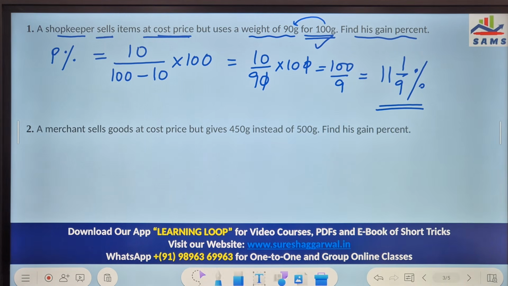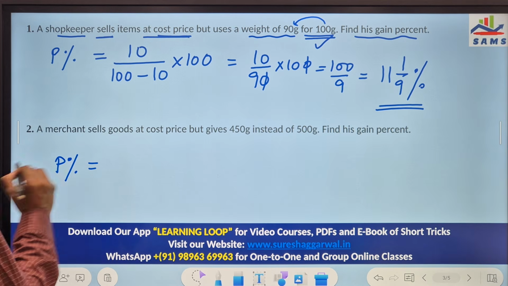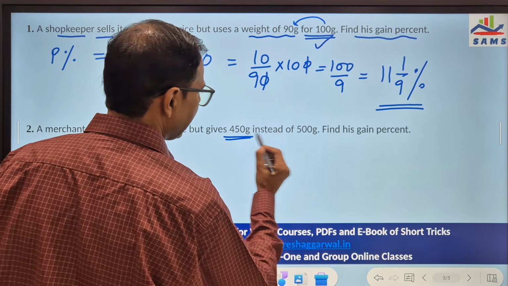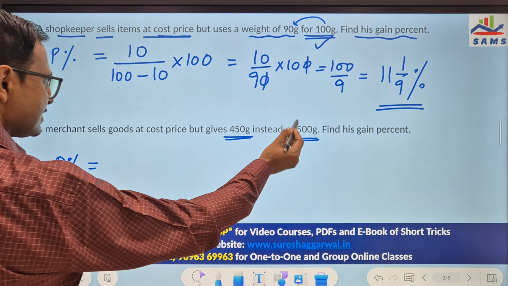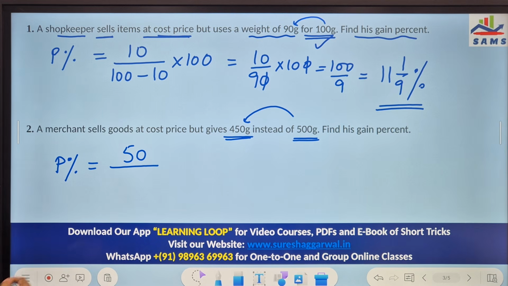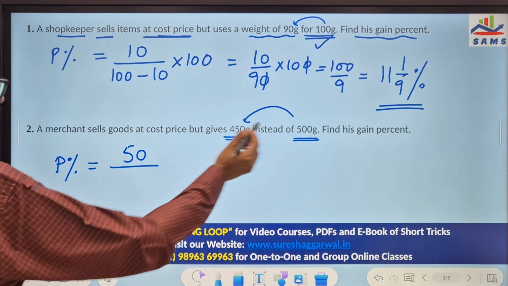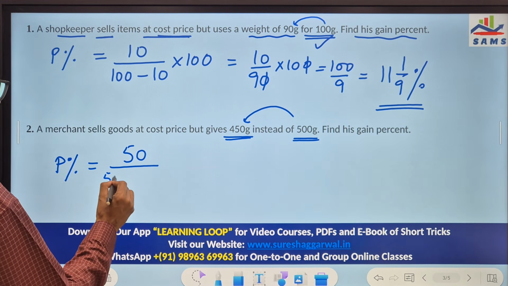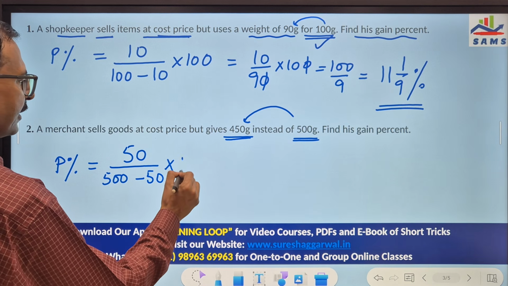Likewise, we can find the profit percent here also. Let's see what is happening here. The difference in weight is 450 grams instead of 500 grams. So the difference is 50 grams. We'll take 50 in the numerator, divided by the actual, which is 500 grams, minus the difference, 50 grams, times 100.